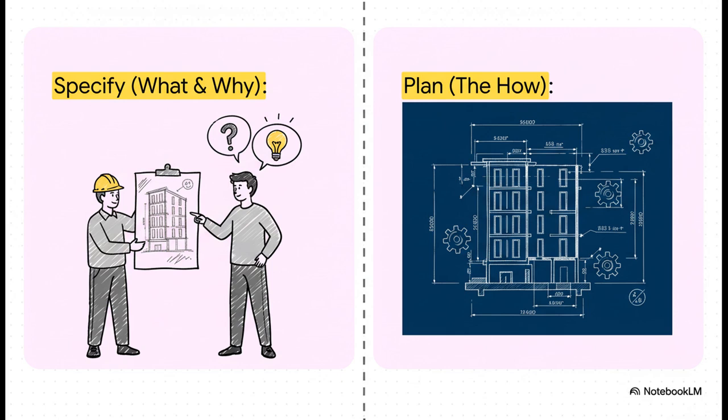Now, one of the most important things to get here is the separation between the specification and the plan. It's kind of like this. The specification is the architect talking to the client about the vision, right? What the building should feel like, what it needs to do. The plan, on the other hand, is the super detailed engineering blueprint, the one that lists the exact materials and how it's all put together. And keeping those two separate, that is absolutely key.